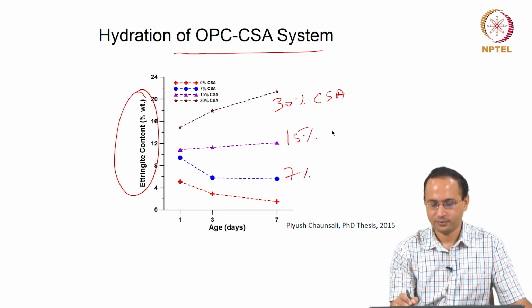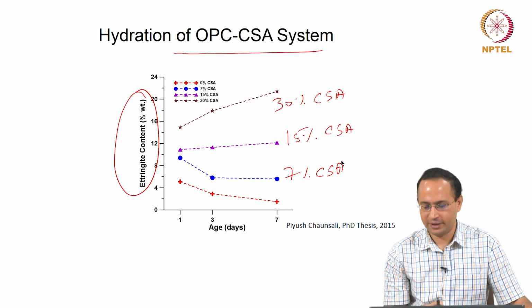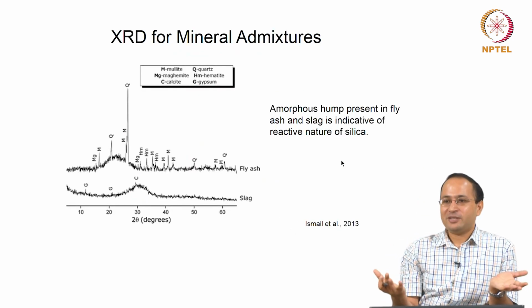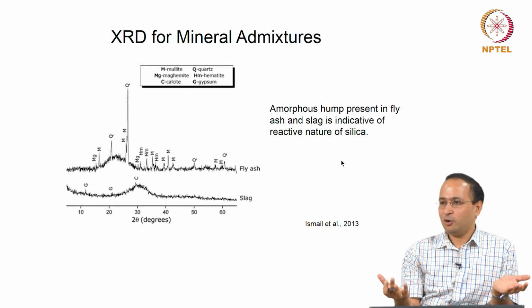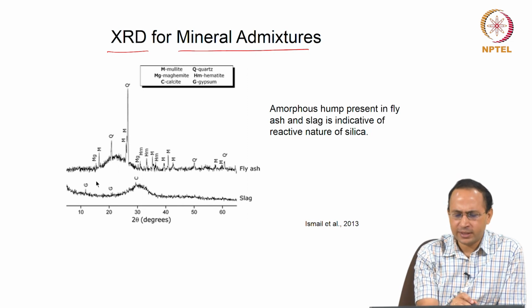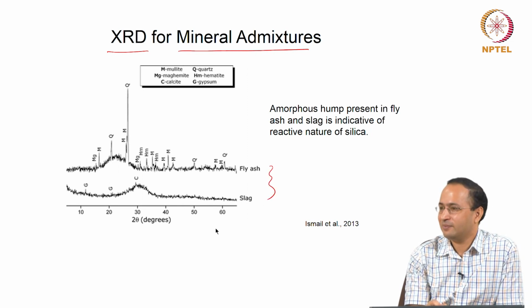So, you can compare different systems. Here is an example of the quantification of ettringite. Now, you know that we use mineral admixtures in our concrete, right? So, we can also study mineral admixtures. In this case, you see a comparison between fly ash and slag.